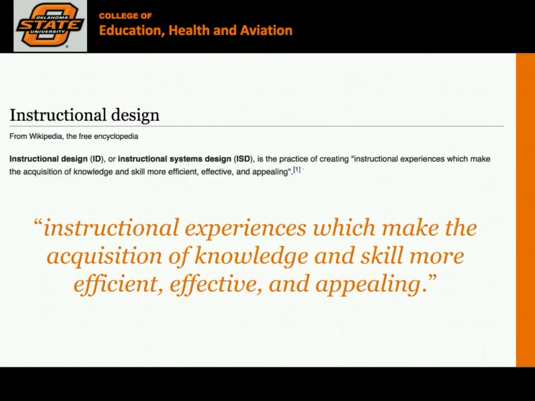Wikipedia also has a great definition from Dr. David Merrill that says, instructional design is the practice of creating instructional experiences which make the acquisition of knowledge and skill more efficient, effective, and appealing. So by going through the process of analysis, design, development, implementation, and evaluation, we are able to make design efficient, effective, and appealing in a way that yields the acquisition of knowledge and skills for our learners.